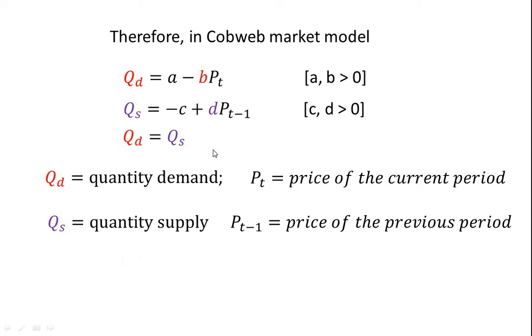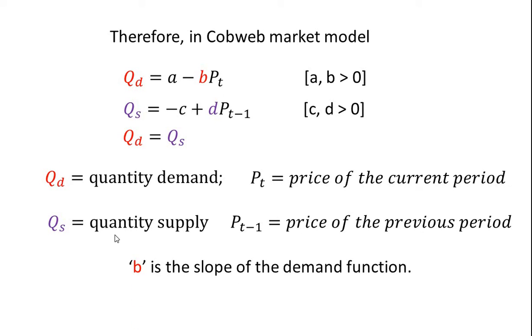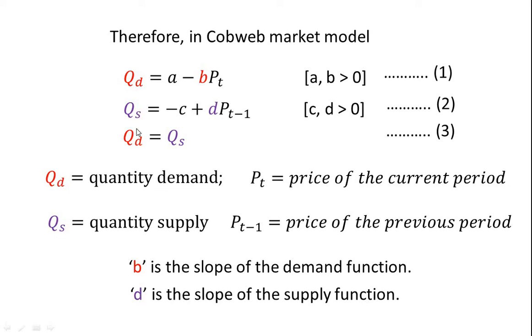QD is equal to QS. Here b is the slope of the demand function and d is the slope of the supply function. The demand equation, supply equation and market equilibrium equation are considered as equation numbers 1, 2 and 3 respectively.